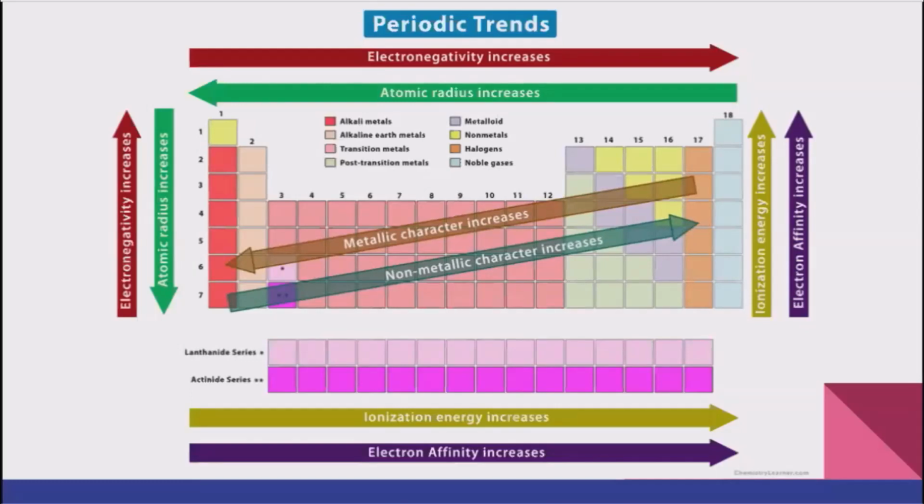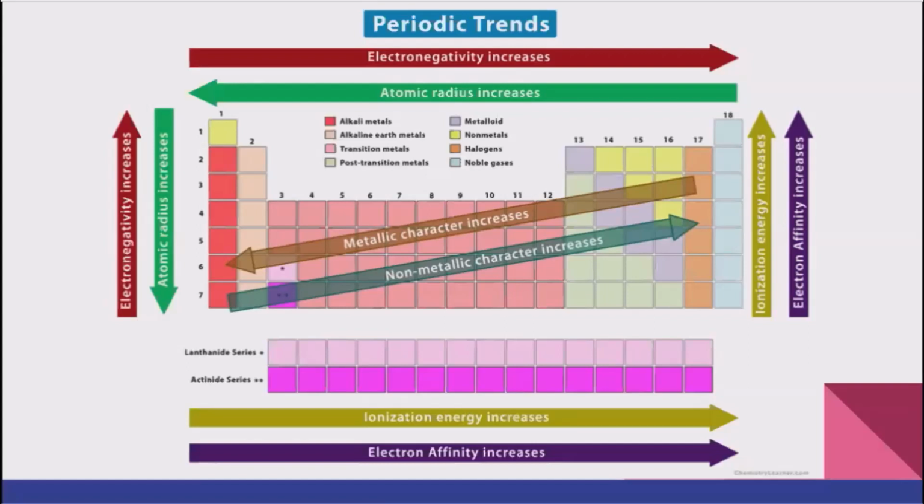So electronegativity increases as you go to the right and as you go up. And the more electronegative it is, the more energy it will give off to get an electron, right? So that means electron affinity increases in the same direction, and ionization energy increases in the same direction, because that means the more electronegative something is, the more energy will be required to pull an electron off.